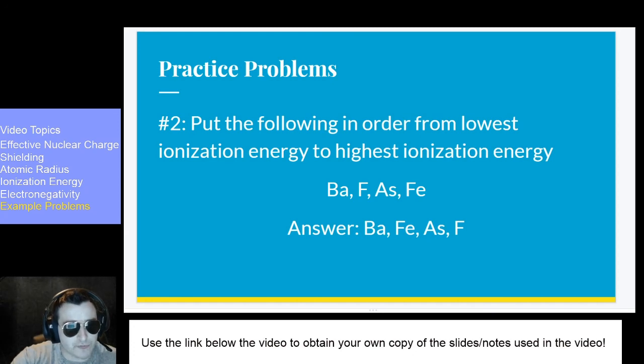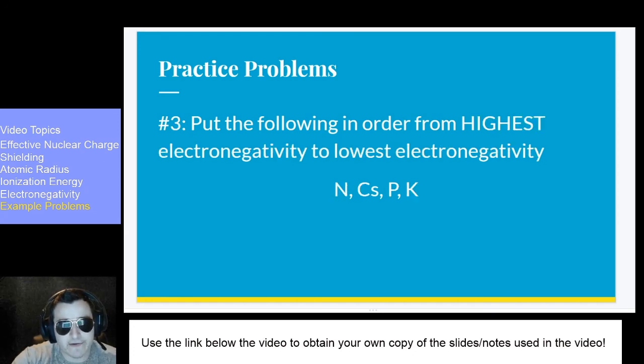And our final problem that we will do together today: put the following in order from highest electronegativity to lowest electronegativity. This is going to follow the pattern of fluorine being a hot, hot, hot attractive element. Therefore, the closer we get to fluorine, the more electronegative we become. And so we've got nitrogen, cesium, phosphorus, and potassium.